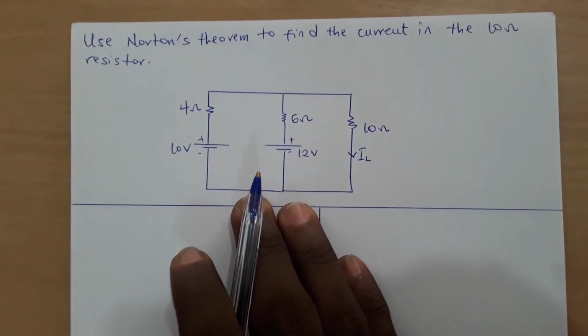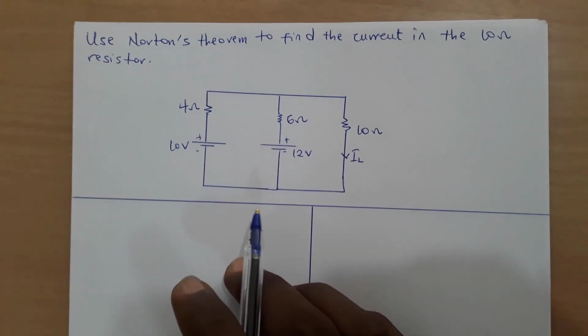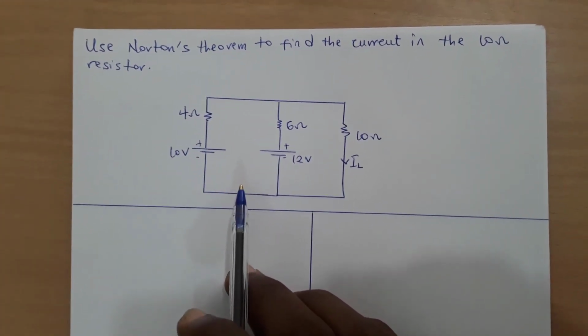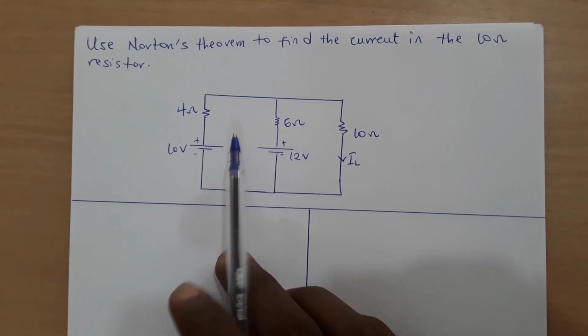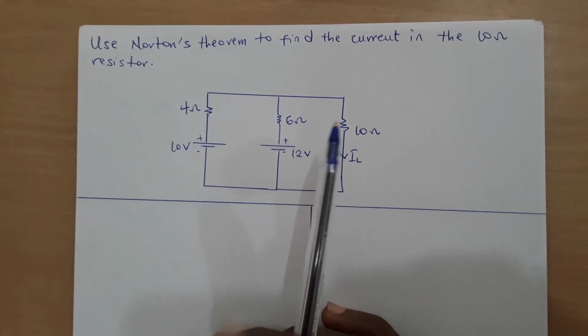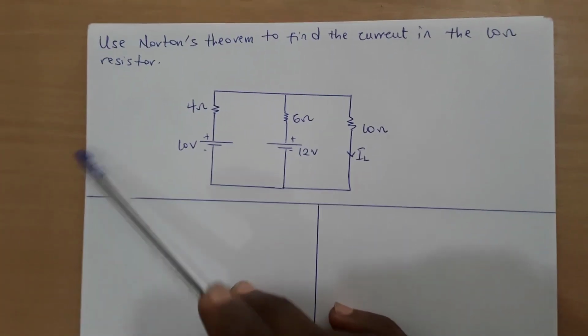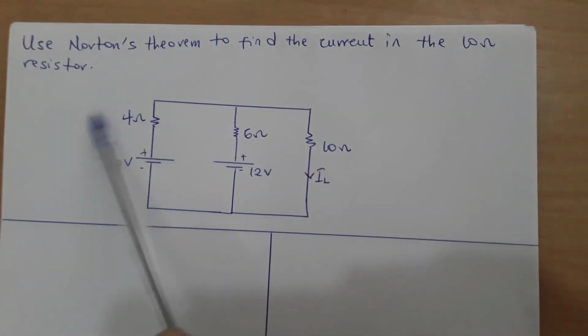So I will use the circuits that I used in my first video, that is the Thevenin's Theorem, to solve this using Norton's Theorem. So you'll see that we should get the same answers when we are done. Okay, so this question says we should use Norton's Theorem to find the current in the 10 ohm resistor.